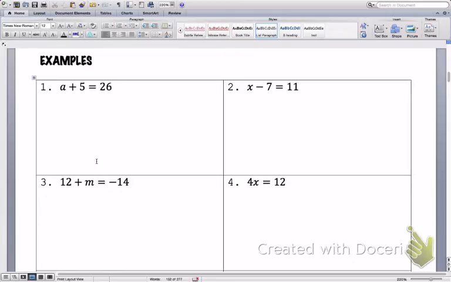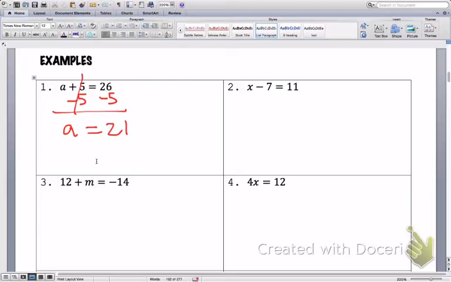So again, what's the opposite of adding 5? The opposite would be subtracting 5. So I'm going to subtract 5 on the left side of this equation. But what I do to the left, I'm going to do to the right as well. These cancel because 5 minus 5 is 0. And then we're left with a equals 21. And that's pretty much it for number one. These are one-step equations. They're going to be very, very simple.